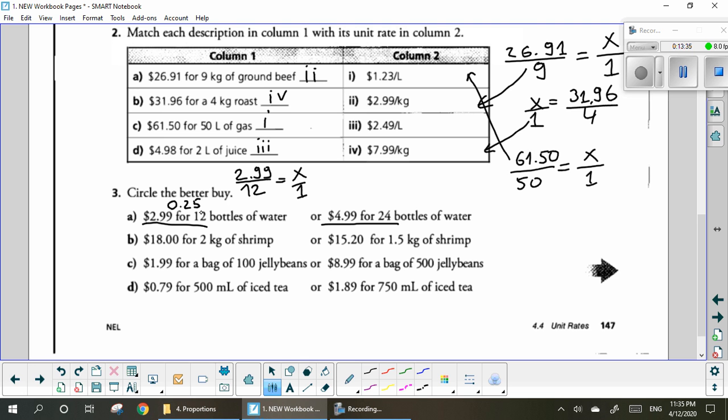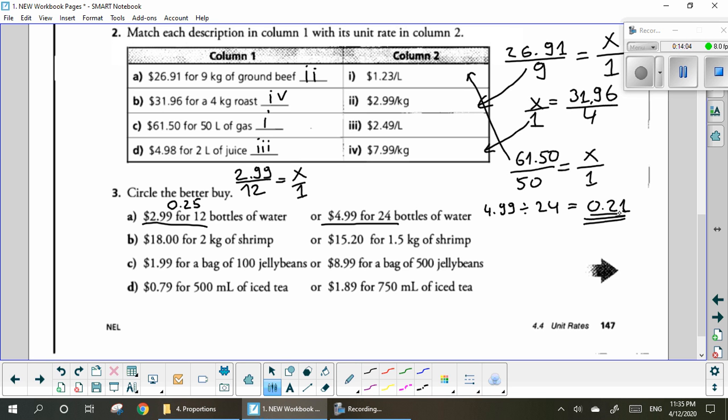So one bottle in this pack would cost 25 cents. If I do the same thing on the other side, all I'm going to do is divide 4.99 divided by 24. That will give me how much one bottle is. So in this case, 0.21. So one pack is 25 cents per bottle. The other one is 21 cents per bottle.